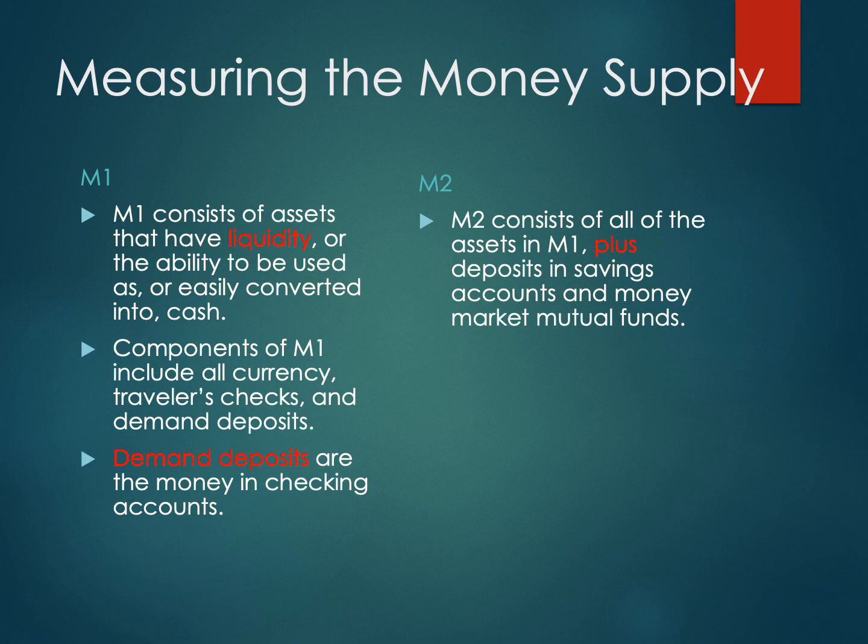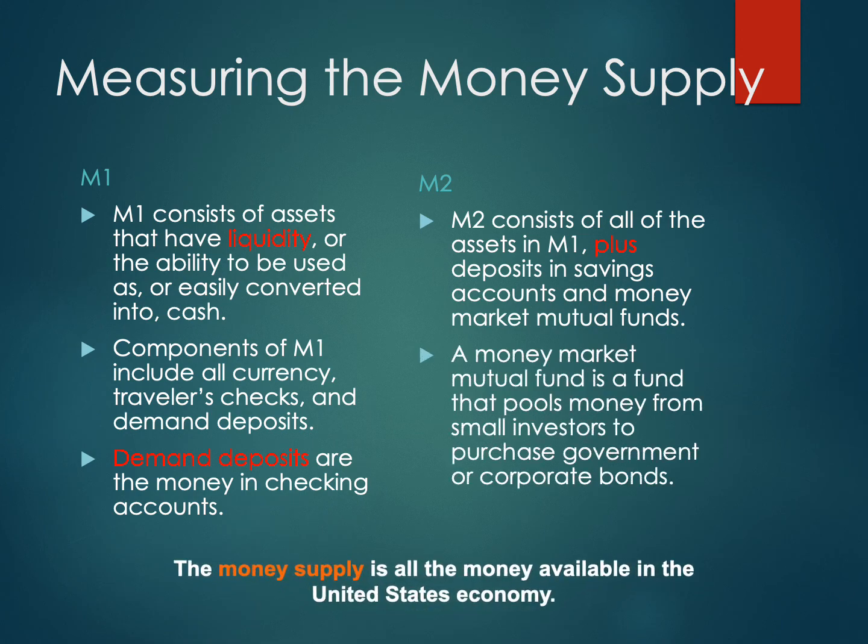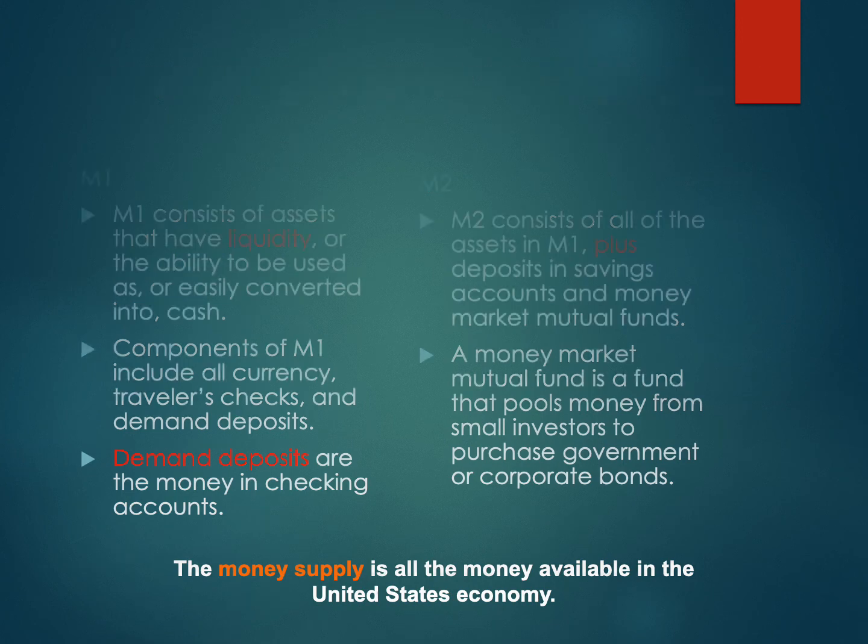M2 consists of all the assets in M1 plus deposits and savings accounts, money market mutual funds, and other things that cannot easily be converted into cash. So whether we're talking about a mutual fund or a savings account at a bank that you don't have a debit card access to, things that take a little bit of time before they can be turned into cash would be M2. You add these together, this is the money supply, all the money that is available in the United States economy.